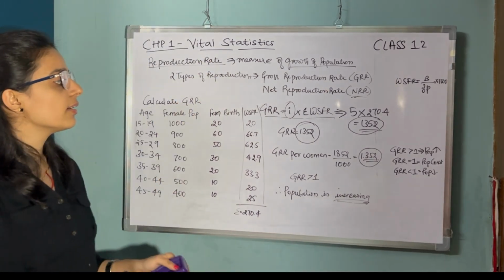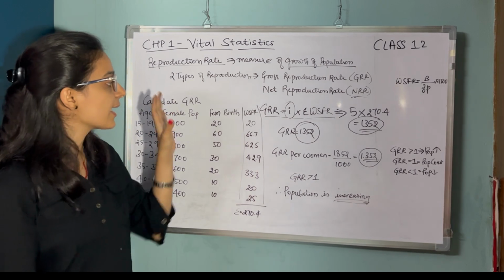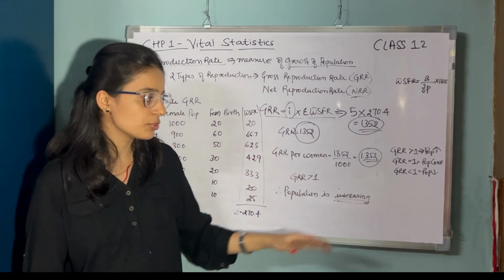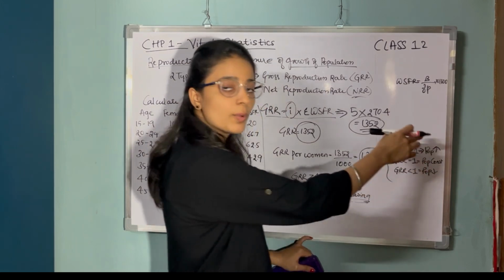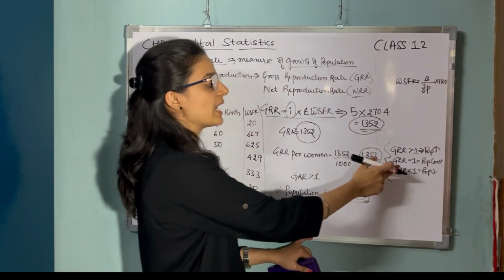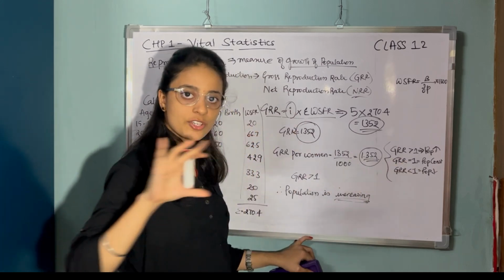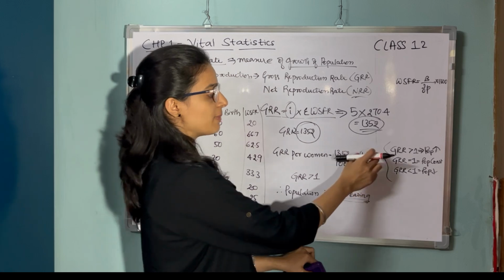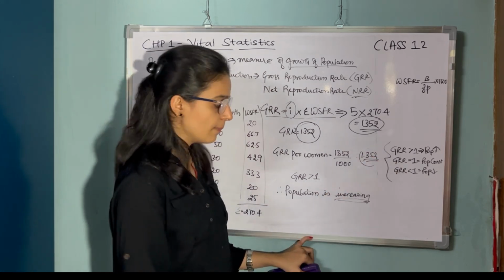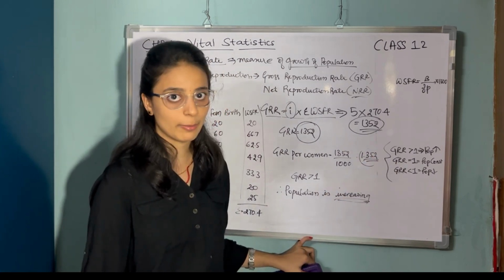I hope you got the flow of the sum, what we did and how to do it. This conclusion is very important. If GRR is more than 1, population is increasing. If GRR is equal to 1, the population is constant. Less than 1, population is decreasing. It all depends upon the final answer we get, and we have to write the statement, which is very important.